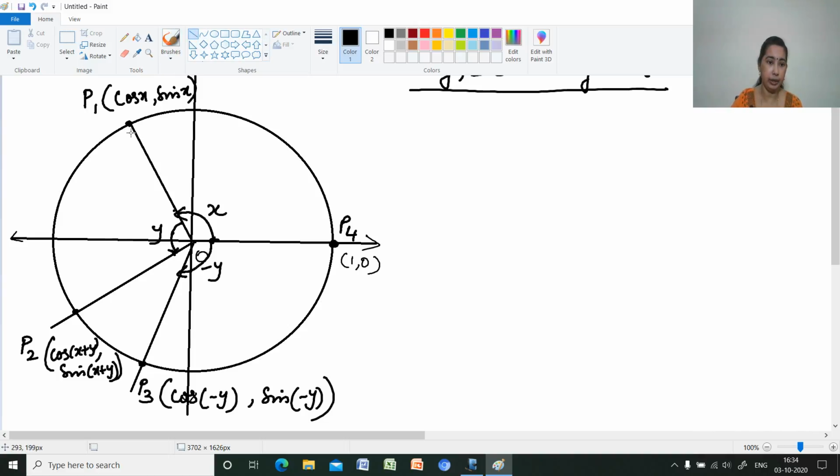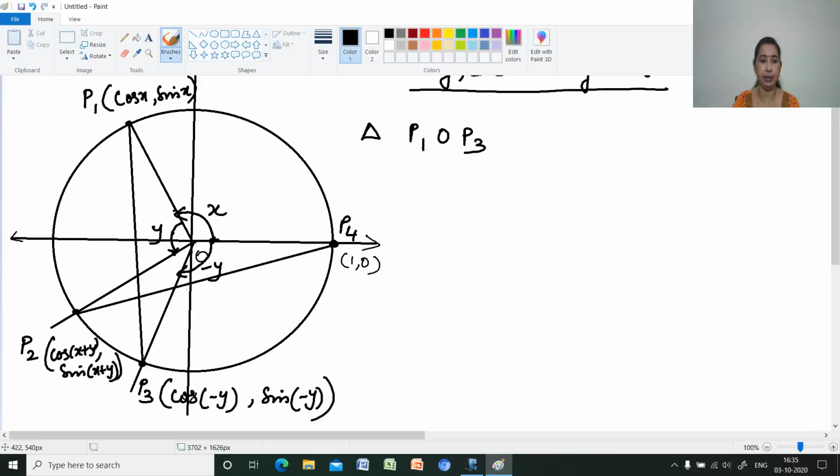Now I am joining P1 to P3, and again I am joining P2 to P4. We are getting two similar triangles. Which are the two similar triangles here? And not only similar, they are congruent also. Which triangles? First triangle, let it be P1 O P3, and the second triangle, let it be P2 O P4, are the two triangles to be considered.